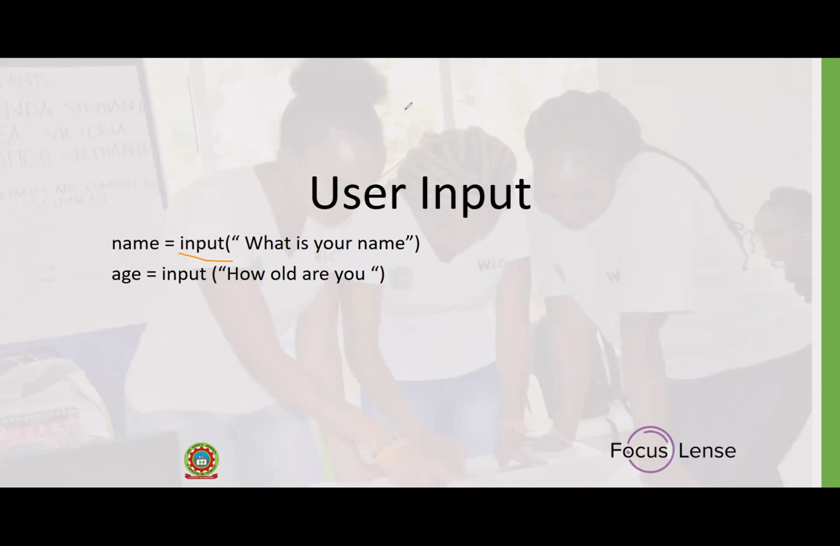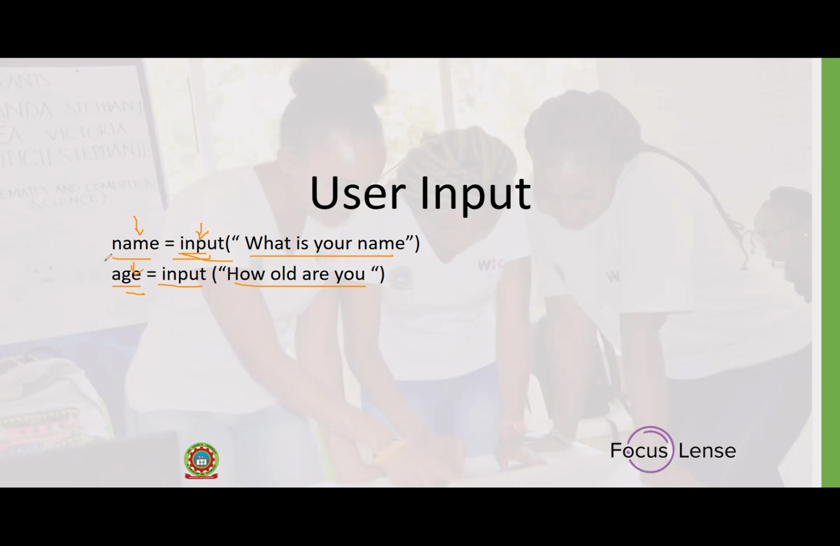Okay. So you say, like, the name, you want to get your name. And then you say, what is your name? So you say input, which is what is used in Python. And then age, you use input, how old are you? Then you get it as age.